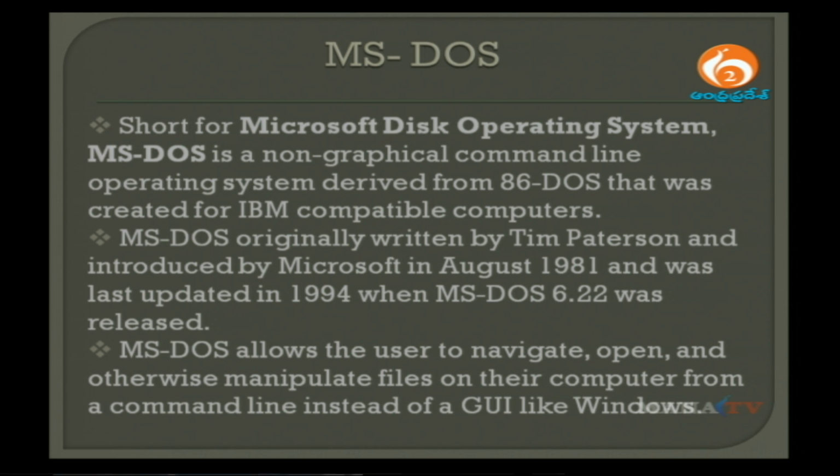If you can see here, the last point says it allows the user to navigate, open and otherwise manipulate files on their computer from a command line. For example, you want to operate or give a command directly to the CPU instead of through the operating system. What do you do? You use MS-DOS, and then you can give a command line where you can manipulate the workflow of the computer, and you can give a command instead of an operating system. That is well done, isn't it?